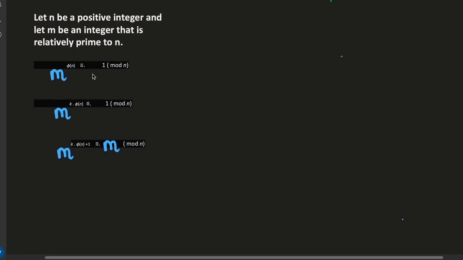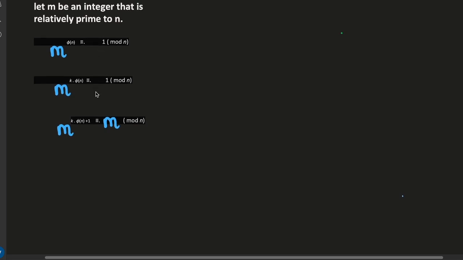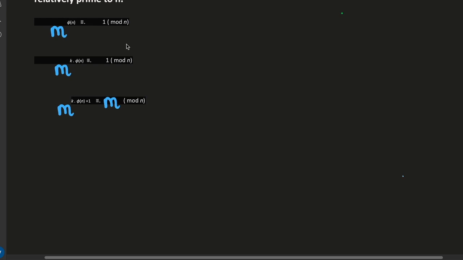Let's try modifying it a little bit. Since we have 1 on the right hand side, we can multiply it k number of times and it'll still be 1. So if we multiply k times, then we get m to the power k times phi of n is still congruent to 1 mod n. Then let's go one step further and multiply both sides by m. So m times m to the power k phi of n is congruent to m mod n.